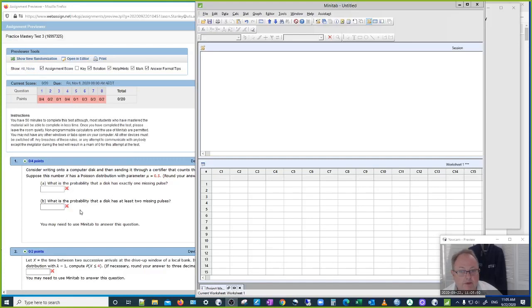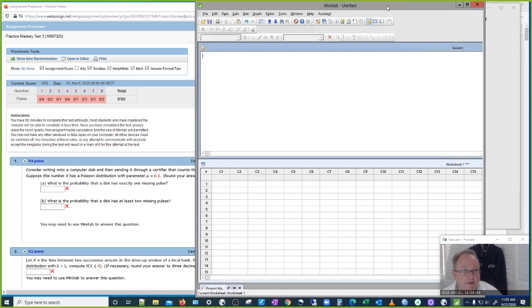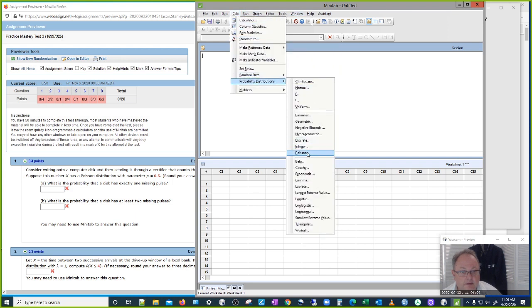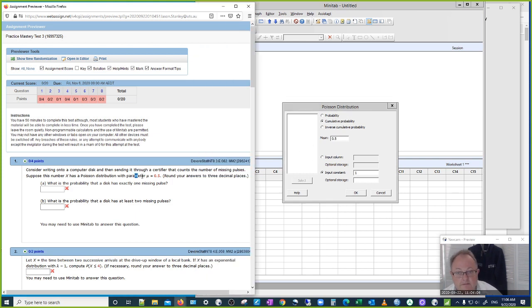Okay, we're going to have a quick run through that's part of MT3. So the first question is a Poisson distribution, and we did this in the labs. So we just calculate probability distributions. Poisson, we put in a mean of 0.5, so that's what's there.